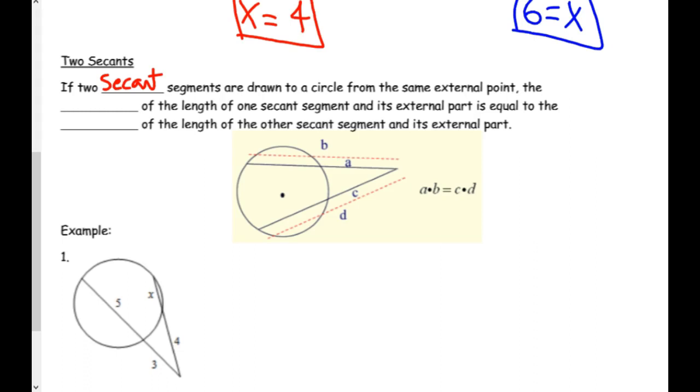So I want you to look right here. Does everyone see the letter B and this dashed line? B is not just on the inside. B is the inside and the outside combined. It's what we call a total of the length. The total of the length of one secant segment and its external part.